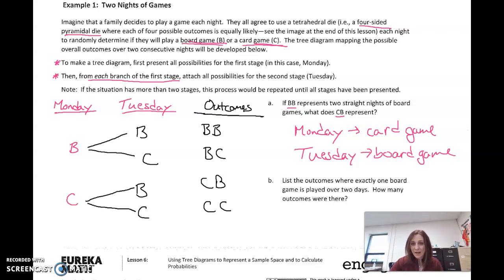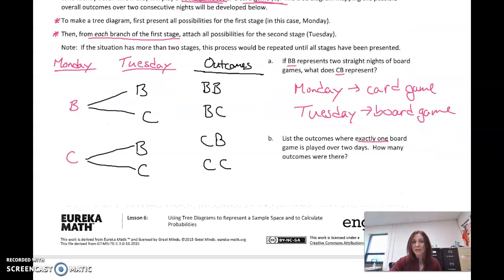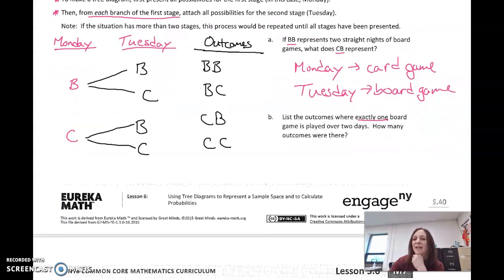Well, we listed all the outcomes, but list the outcomes where exactly one board game is played over 2 days. How many outcomes were there? We want to list just the outcomes where there's exactly one board game. Well, this one here had 2 board games. This outcome right here, 1 board game. This outcome right here, 1 board game. And no board games for this one. So how many outcomes were there? 2.